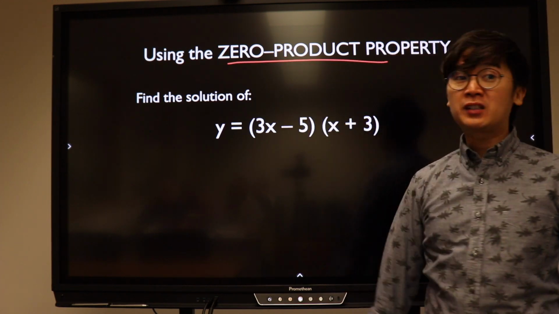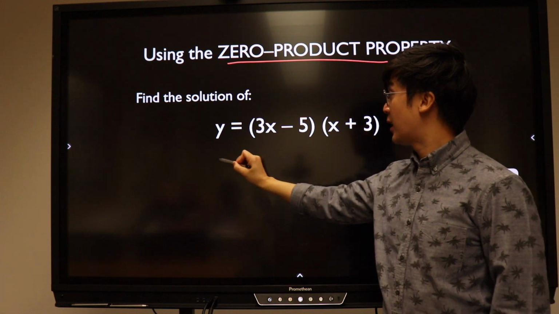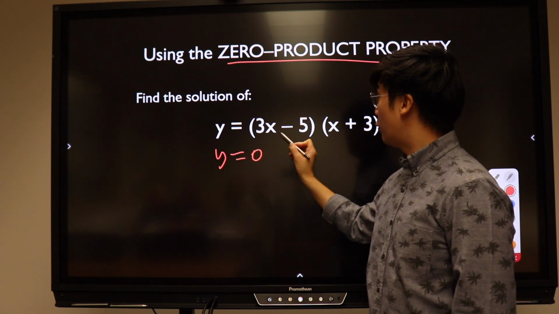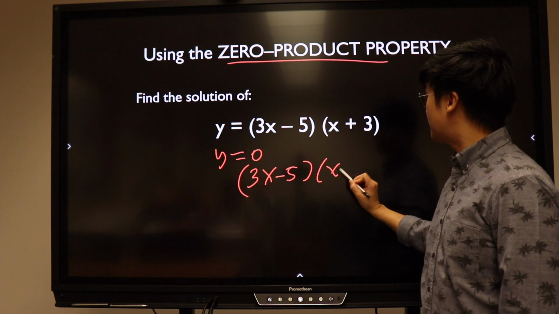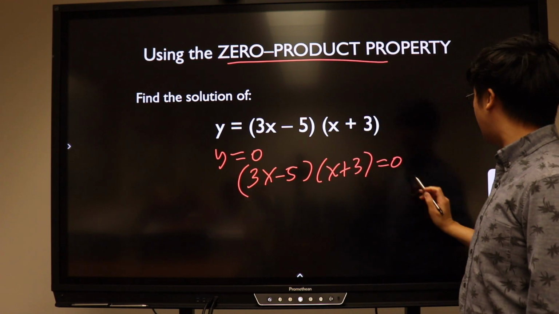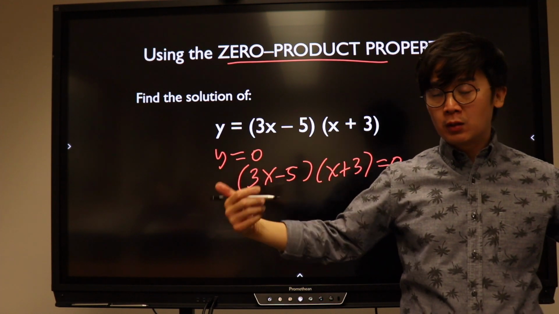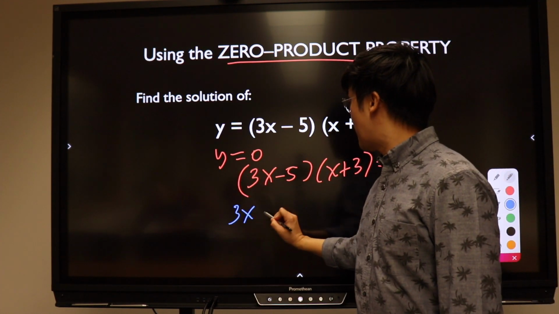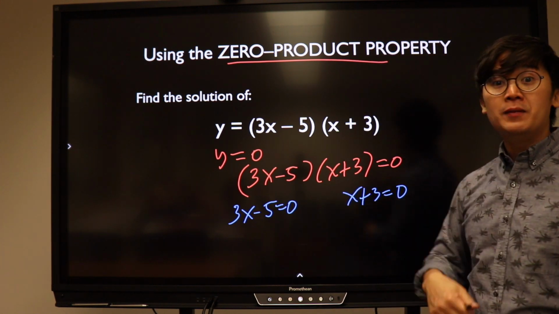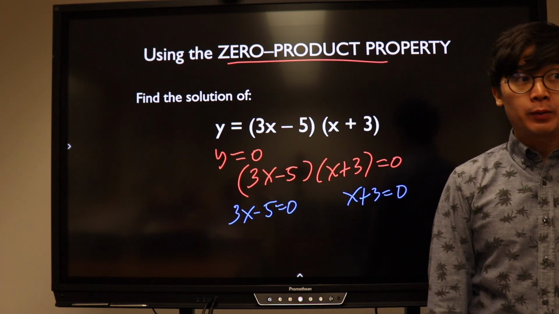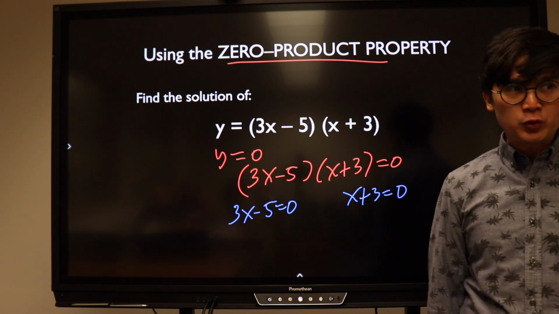We need to use this. And the zero product property is equating your function to 0, which means you will equate (3x - 5) and (x + 3) to 0. And by doing so, you can split it into 3x - 5 = 0 and x + 3 = 0. This is the zero product property. And then we'll solve for x. And now we'll find the solution.